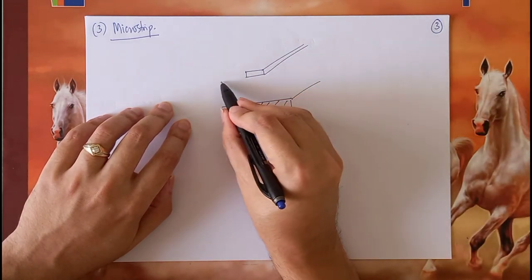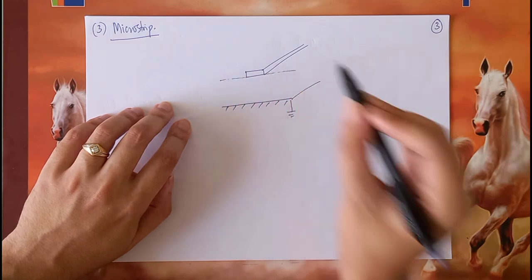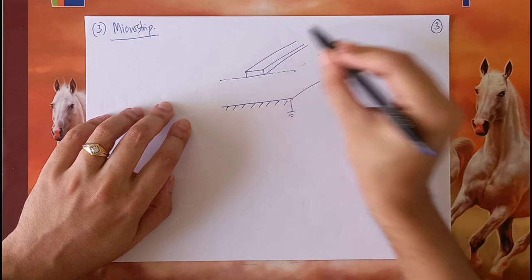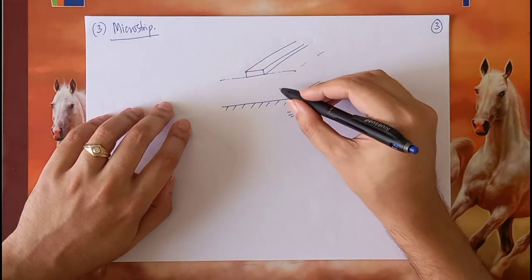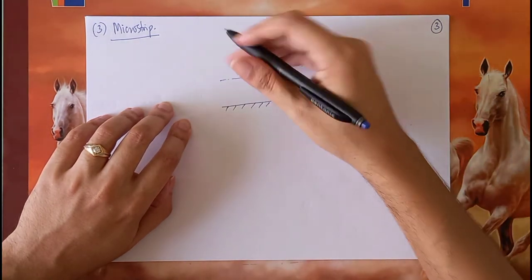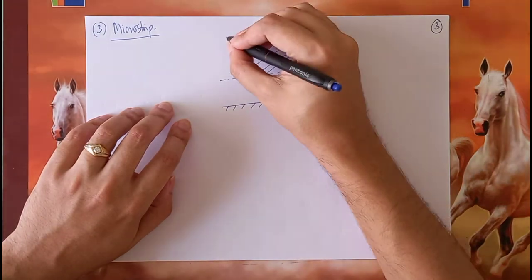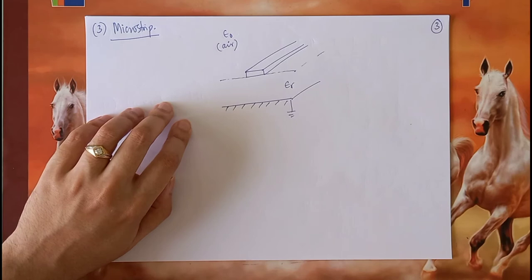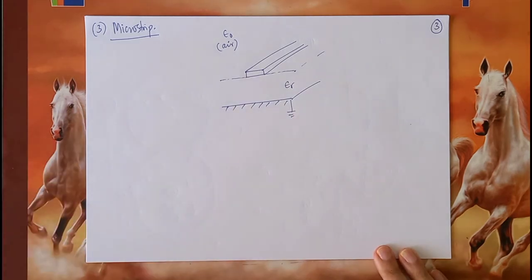So let us say I can define a surface where this metallic strip is essentially sitting. Let us say that this dielectric is epsilon r, and above this conductor, above this dielectric, it is air. So this is what a microstrip looks like.